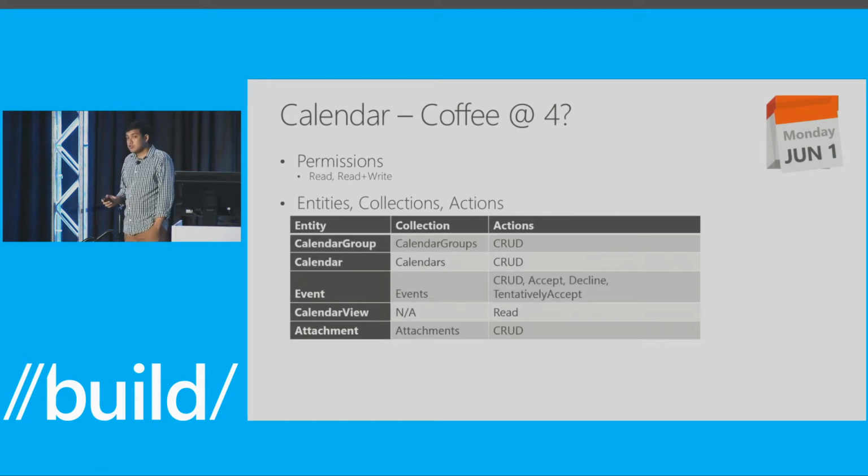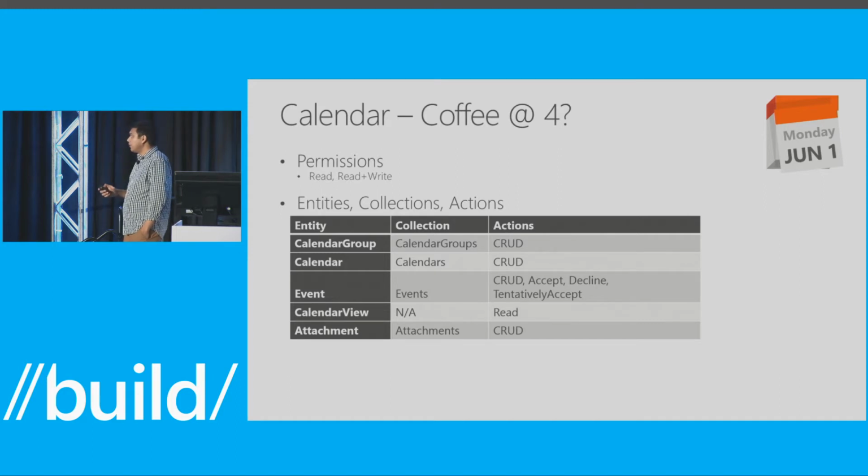Calendar has just two permissions, read, write. And this is actually a very rich API. Calendar is also, seems easy, but it's quite complex. Calendar group is a container for calendars. So folks who are heavy users of calendars would like to have multiple calendars which they group together. And then within a calendar, of course, you can have events. Events can be created, updated, deleted, but also accepted, declined, and tentatively accepted.